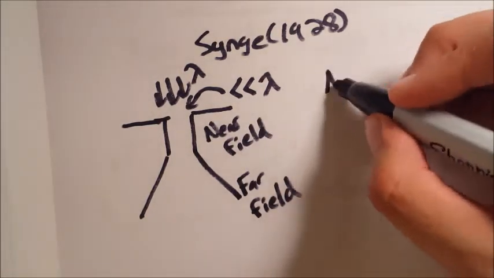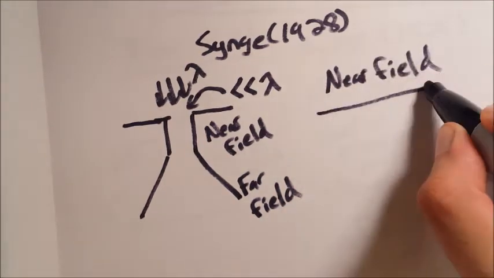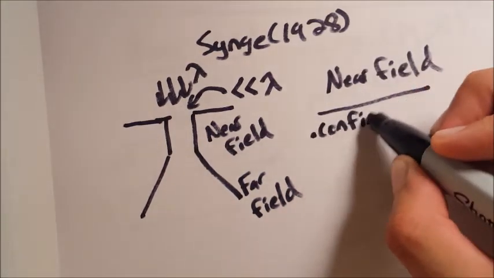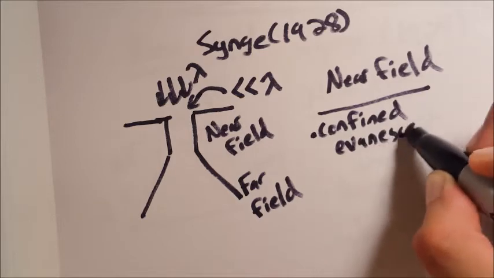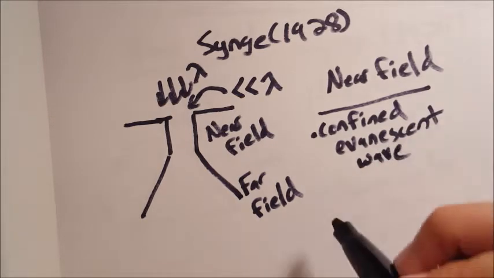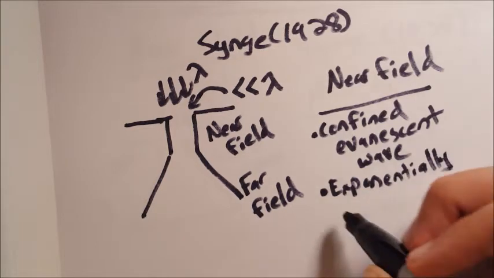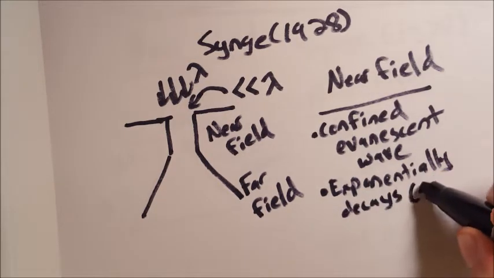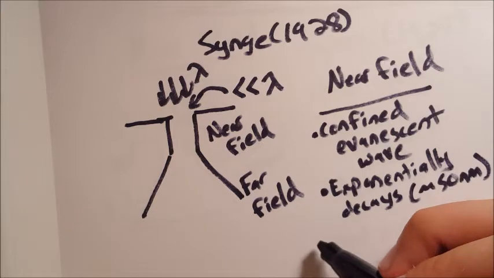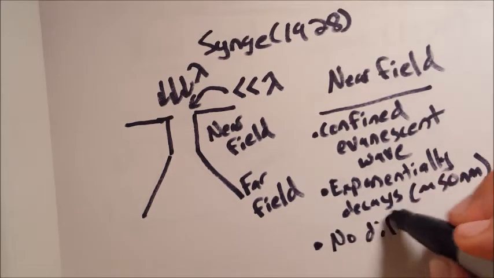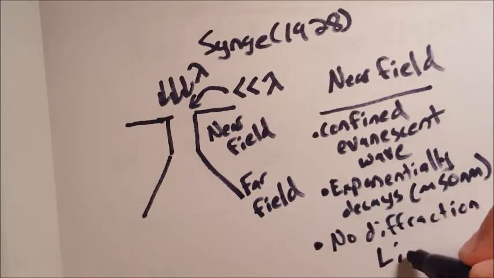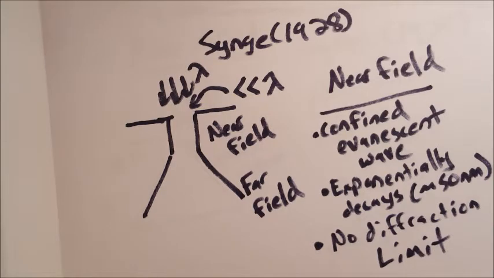Focusing just on the near field, typically the near field is described as a confined evanescent wave. What this means is as you move away from the screen, the near field decays exponentially. Typically, this has been found to be roughly 50 nanometers. Through placing your sample within the near field, you would be able to break the diffraction limit and image things smaller than 200 nanometers. This is the theory behind NSOM.